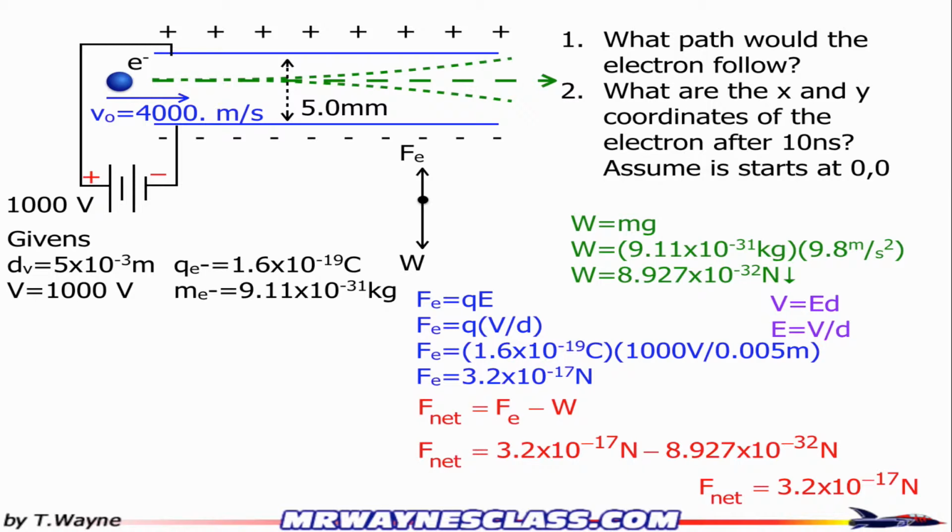If the forces were pointing in the same direction, instead of subtracting them, I would add them. So in this case, this tells me my net force is positive, so it's going upwards. Since it's going upwards, that tells me that the curve that I need is going to go upwards.